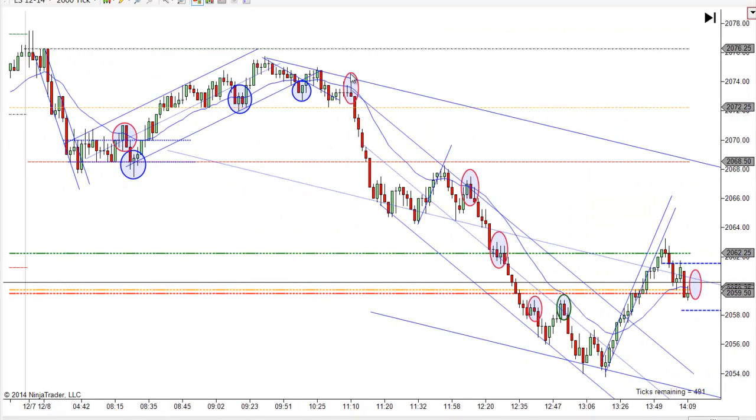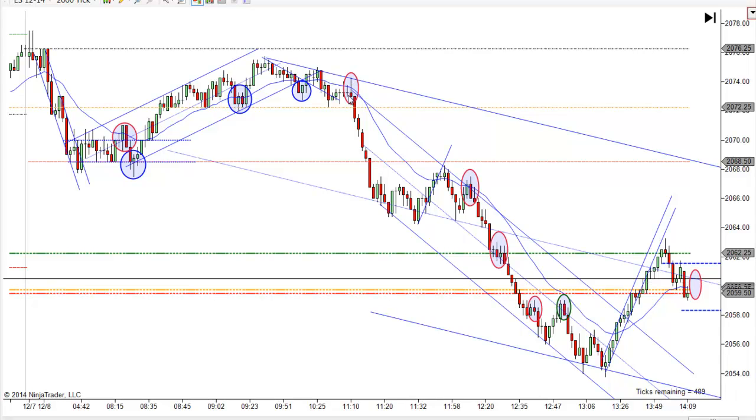And then when you got this little failed second entry long here, I like that. Look at that bearish reversal bar. Just go short there. And again, you don't know the bottom's going to fall out of it like that, but it does. And you start bouncing in here.